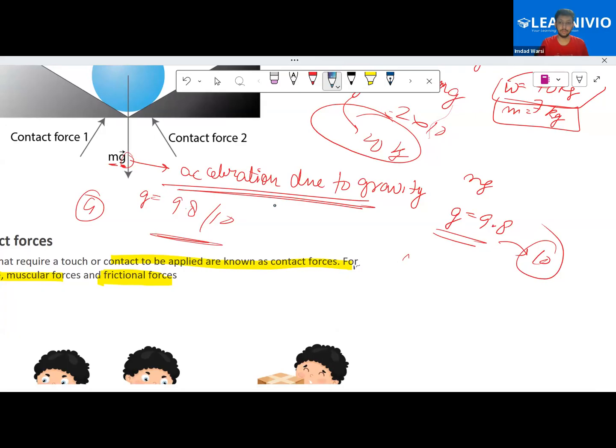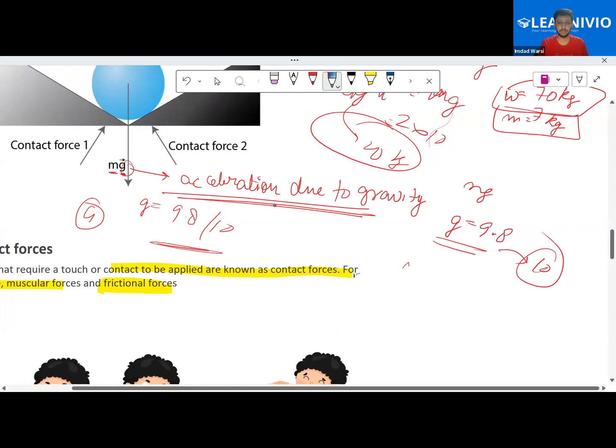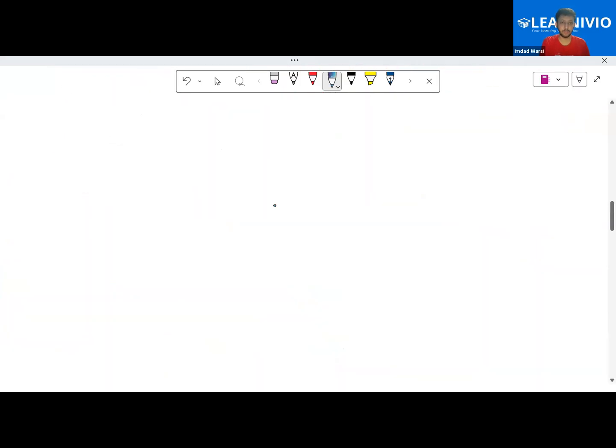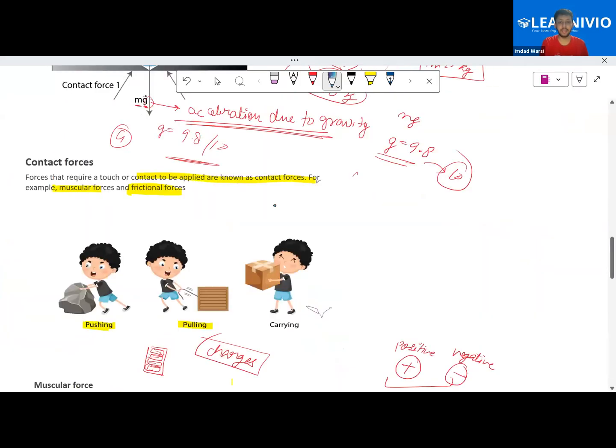See here, contact force is what we have written: carrying, pulling, pushing, friction, muscular force. These are all examples of contact forces.